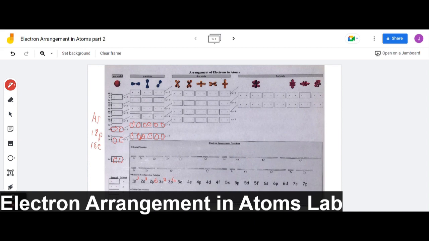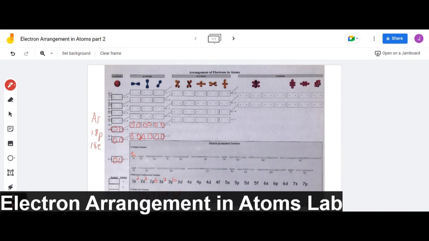So our electron configuration goes 1s2, 2s2, 2p6, 3s2, 3p6. Now you might say, for the noble gas shortcut, can I just put argon in brackets? Technically, no. You have to go to the previous noble gas. So you have to go to neon and then write what comes after neon's configuration, which would be 3s2, 3p6.